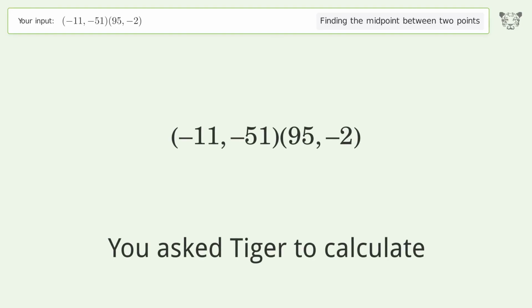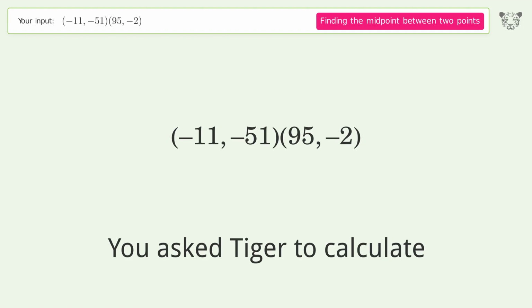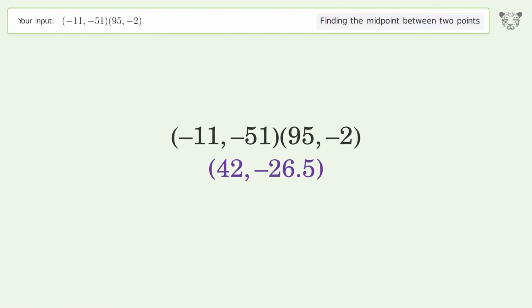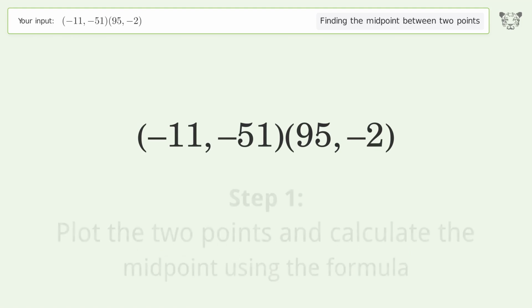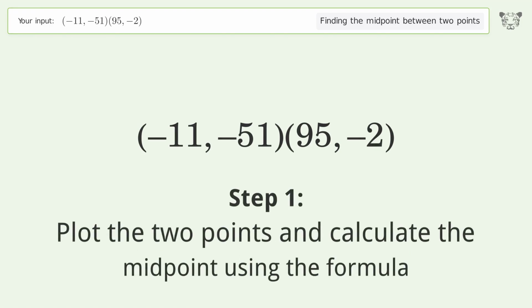You ask Tiger to calculate. This deals with finding the midpoint between 2 points. The midpoint between the 2 points is 42, negative 26.5. Let's solve it step by step. Plot the 2 points and calculate the midpoint using the formula.